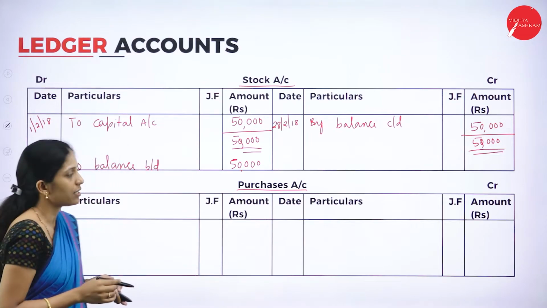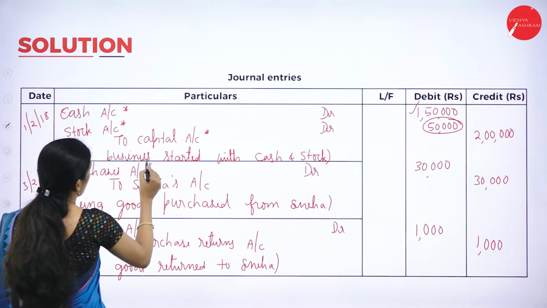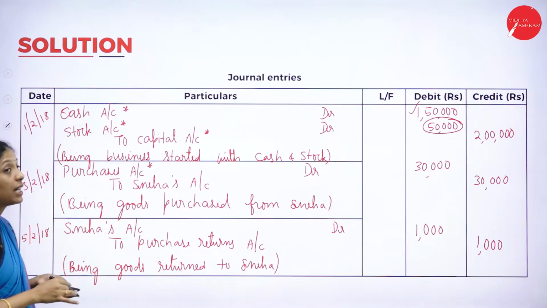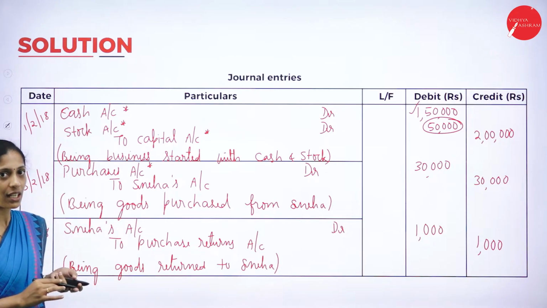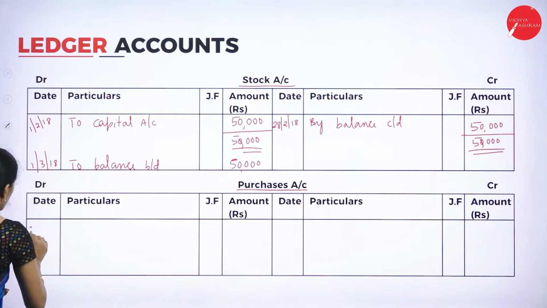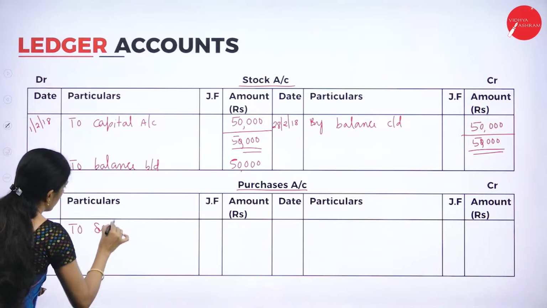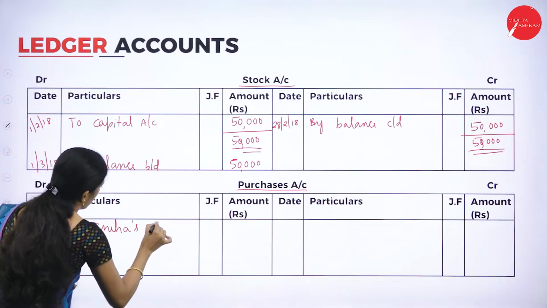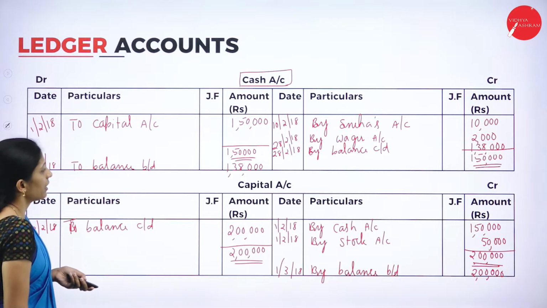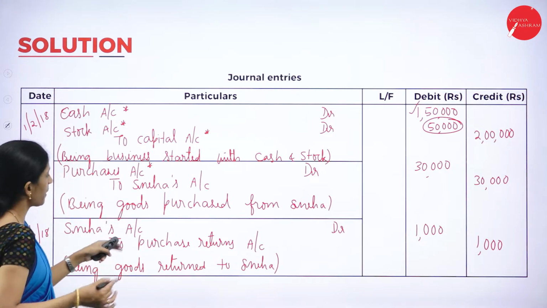So we have to see the journal entry once again. Where is there purchase account? Here. So what would be your entry? To Sneha's account. How much? 30,000. That is 3/2/2018 to Sneha's account 30,000. After that, where there is purchase, yes, here there is purchase return. So it is a separate account.